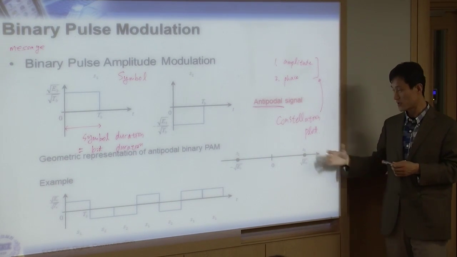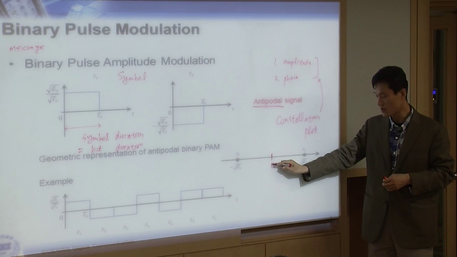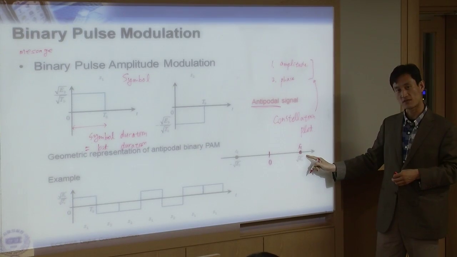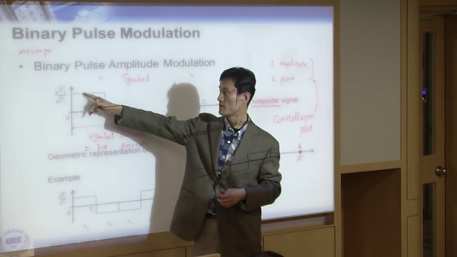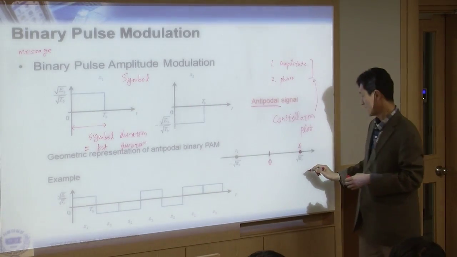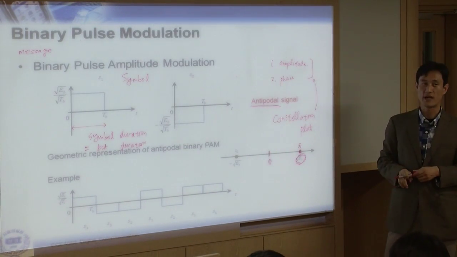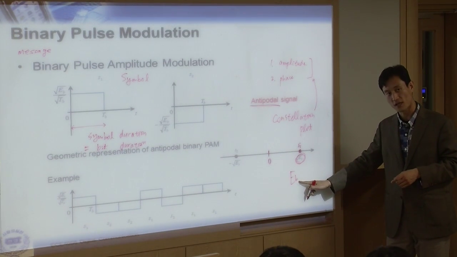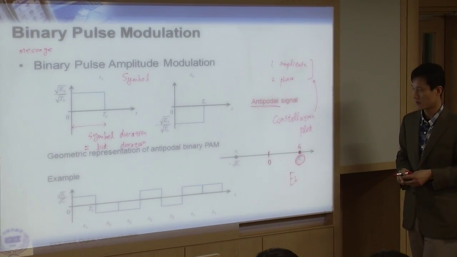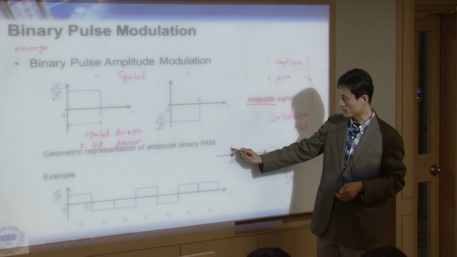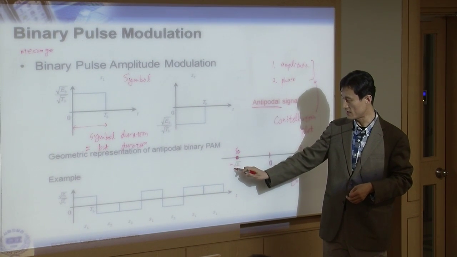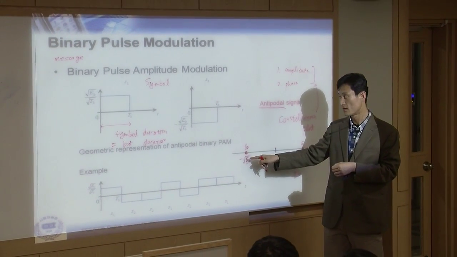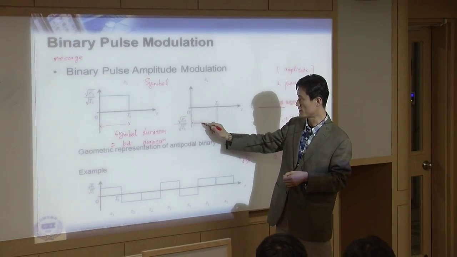So this constellation plot shows you that we have a 0 here. This point is S1. This is positive, right? So S1 is positive. And this is the bit energy. Actually, Eb is the bit energy. E means energy, b means bit. What about here? This is S2. This is negative, minus root Eb. Why do we put S2 here? That's because S2 is negative.